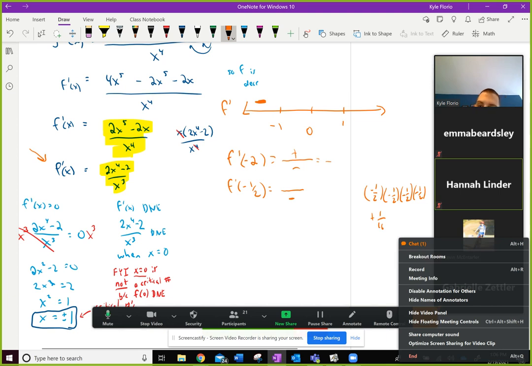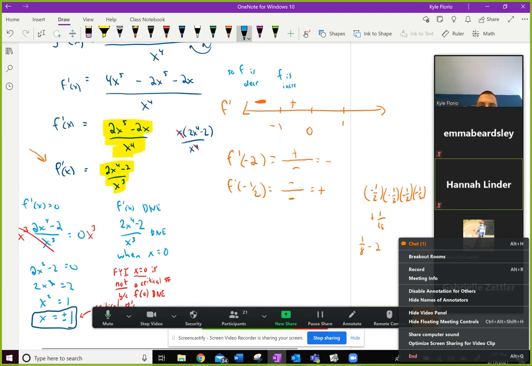So that's going to be 2 times 1/16, which is 2/16. So that's just going to end up being 1/8 minus that 2, which is going to be a negative number. So a negative divided by a negative is going to be a positive number. So the derivative is positive in this interval. So the actual function is increasing.